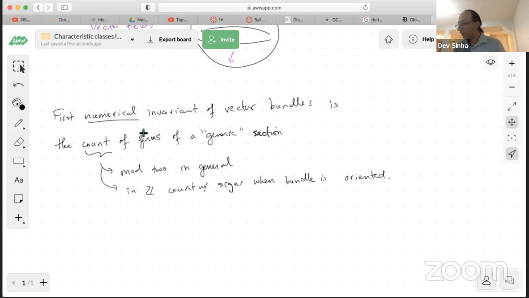Again, I'm not going to prove a claim of invariance now. So we call this the Euler invariant, E. And what we're claiming is that the Euler invariant of a Möbius bundle is 1 mod 2, and the Euler invariant of the tangent bundle of S2 is 2.